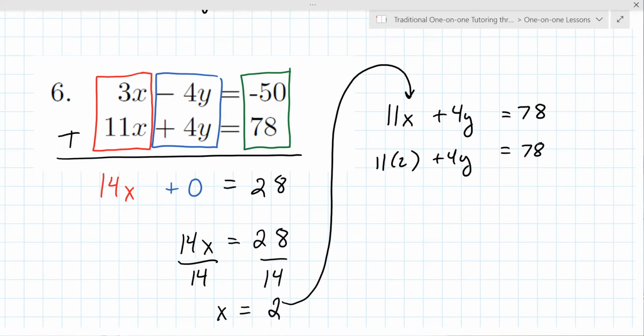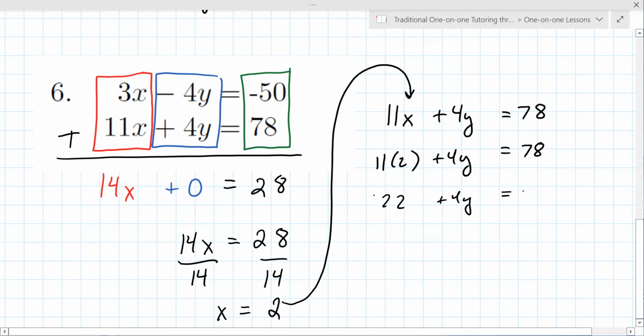Can 4 go into 46? Did you subtract both sides by 22? Yeah. Okay, so the mistake is there. What is 78 minus 22? It's not 46.